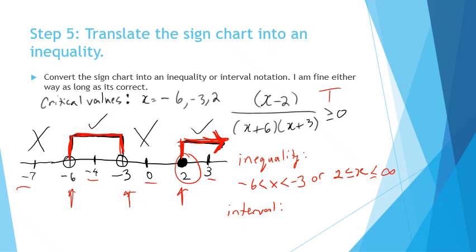And now interval notation, this is going to be open bracket, -6, -3, close bracket, a union to connect two intervals. And then because we are including 2, it's going to be a square bracket 2, and then a curved bracket around the positive infinity. That would be our interval notation. I'm okay either way as long as it's correct. So I will accept either one on a short answer, potentially on your next quiz.